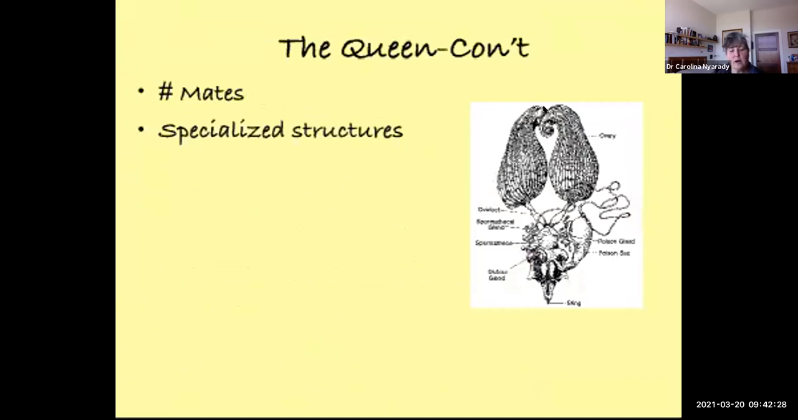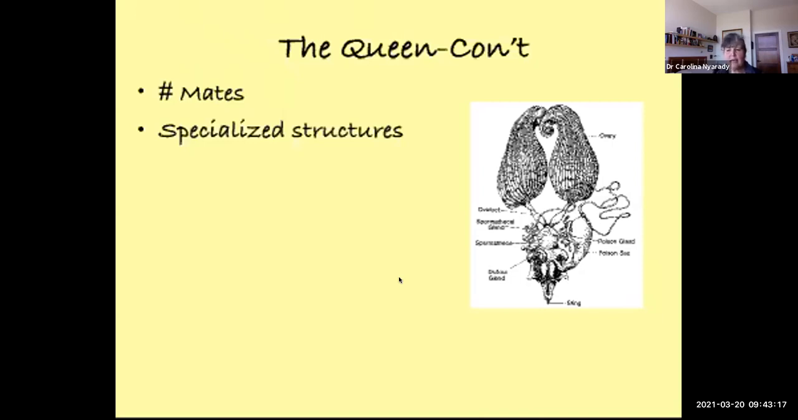So here's a picture of her reproductive structures. You see that she has these gigantic ovaries, right? She is the reproductive member of the hive itself. Another interesting feature that she has is a spermatheca, which is the area that is right here. And that specialized structure holds all of the sperm packets that she collects when she goes off in her mating flights. I mentioned to you that she will only leave once in her lifetime as a virgin queen, and she will mate with multiple males during various mating flights. So she'll go out over several days on several flights to mate.